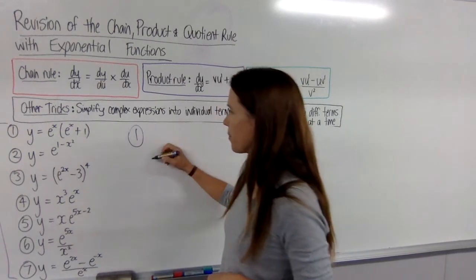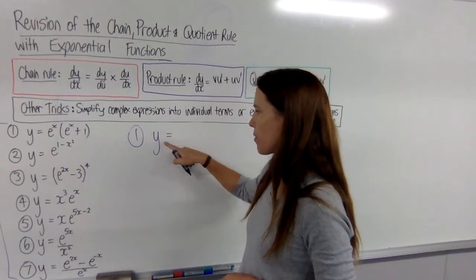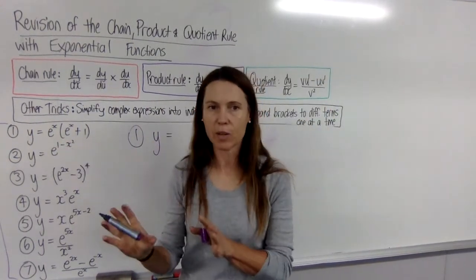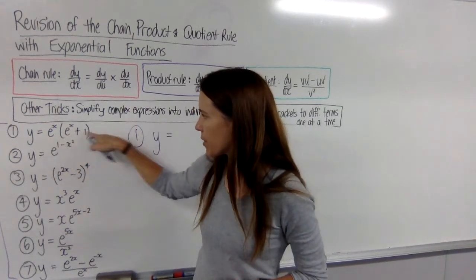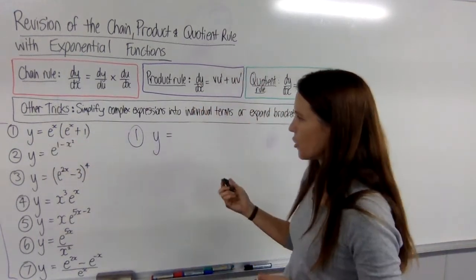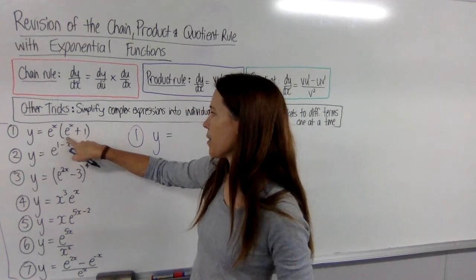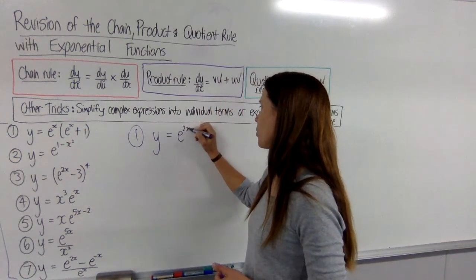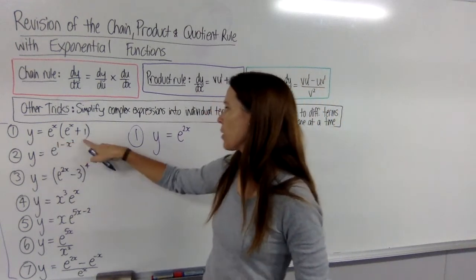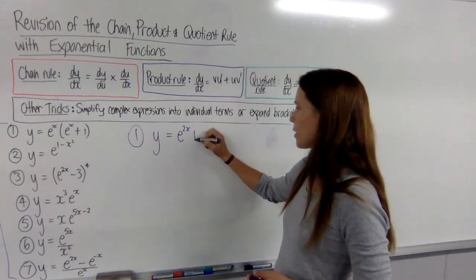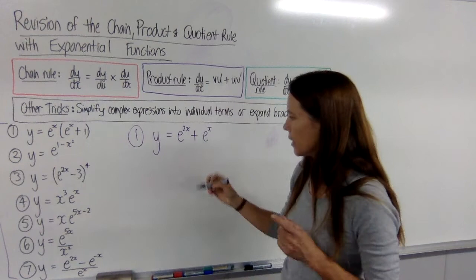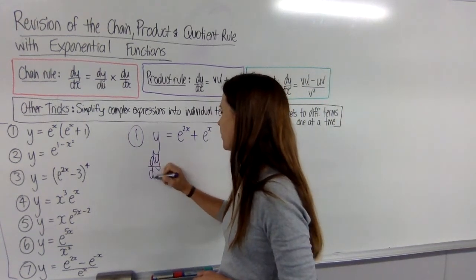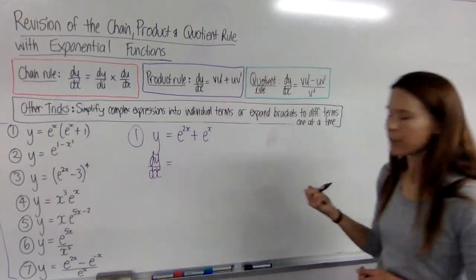So for the first one, I'm going to start by rewriting what y is, not dy dx. I want to rewrite this and then I'll work with it and differentiate it. I need to square this, which means I'm doing x plus x, it'll be e to the power of 2x. And then I need to do e to the power of x times 1, and I'll get this. Now I'm ready to differentiate it, and I can do it one term at a time.